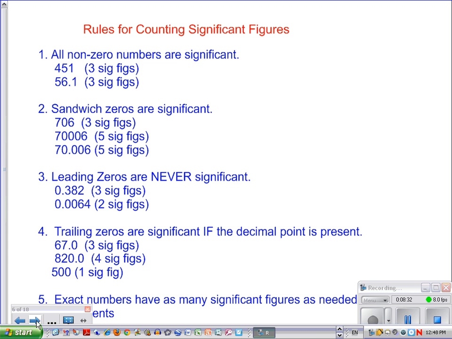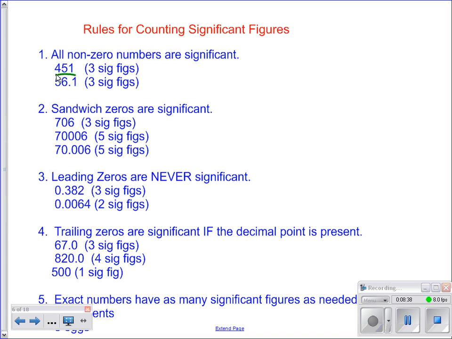So the first one just says, all non-zero numbers are significant. Yep, that's true. I look and I just count the digits. There's 3 of them. There's 3 of them. Those are usually pretty straightforward for people. That's just counting the number of significant figures. If you have sandwich zeros, in other words, you've got a non-zero number on each side of that 0, then those sandwich zeros are also significant. So these are also pretty easy for people to count. And you can just see we have 3, 5, 5. So that's our rule there.